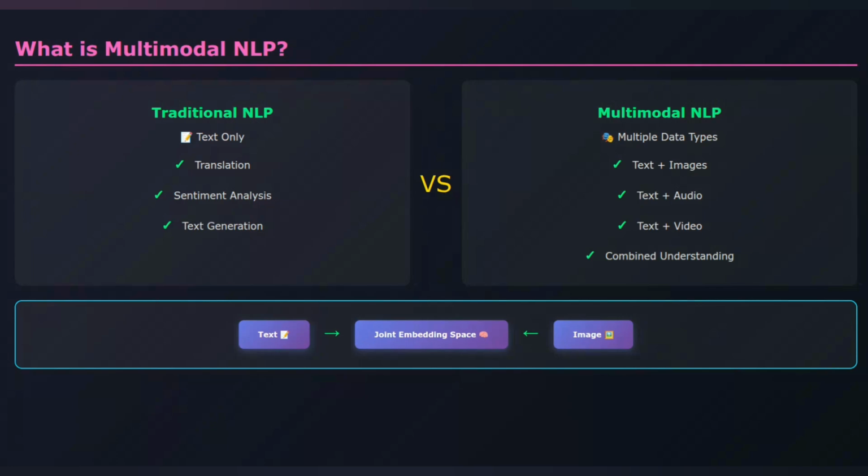For instance, imagine you show an AI a picture of a golden retriever playing in a park. A traditional image classifier might say, "Dog detected," but a multimodal model can understand the image and answer questions like, "What is the dog doing?" or "Describe this scene in a poetic way." The magic happens through something called joint embedding spaces. Think of it like a universal translator where different languages, text, images, audio are all mapped to the same conceptual space. This allows the model to find connections between a word like sunset and actual images of sunsets.